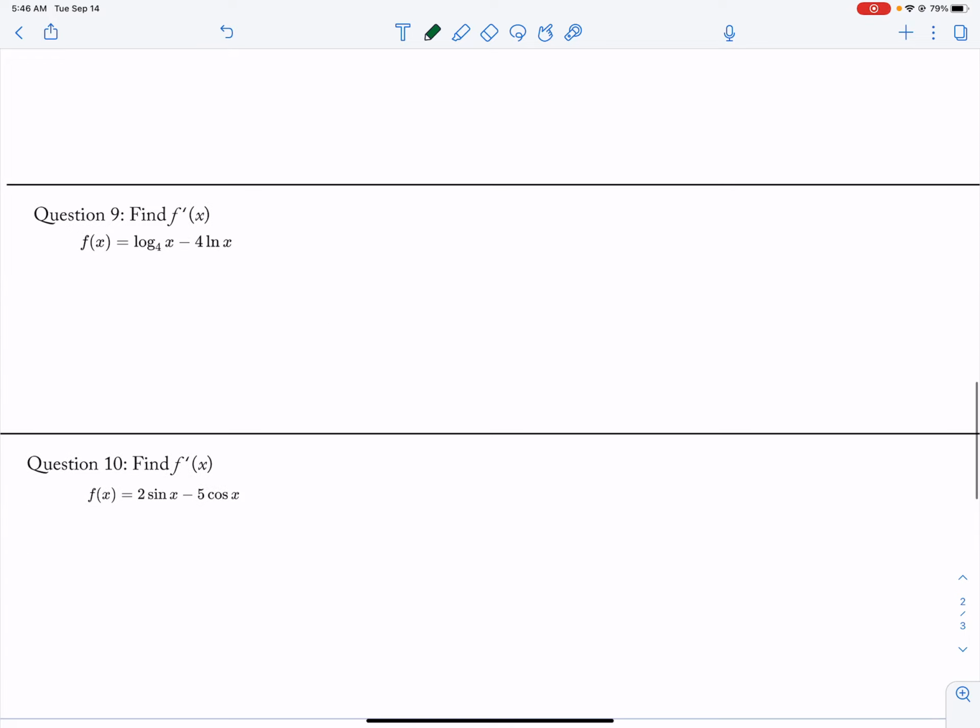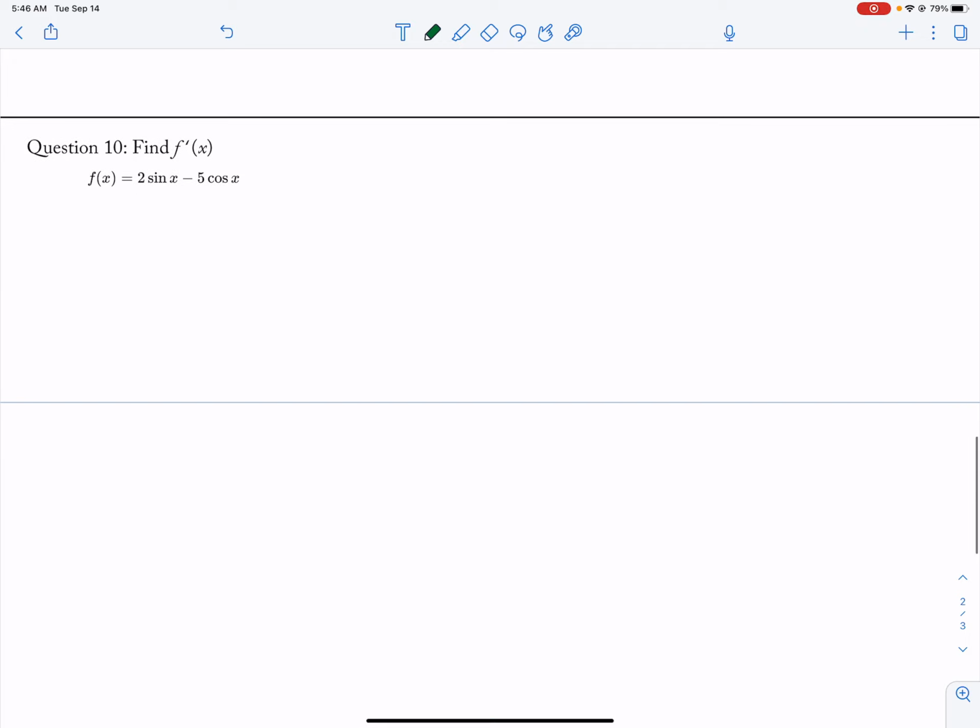And then question 9, more logarithms. Wow. Giving you guys a lot of logarithms. 1 over x ln of 4 minus the derivative of ln of x, which is 1 over x. So the 4 stays in the numerator, and then x goes in the denominator, because technically it would be like taking 4 and multiplying by 1 over x. Okay? And then question 10 is an even one. So that's it for this problem set.